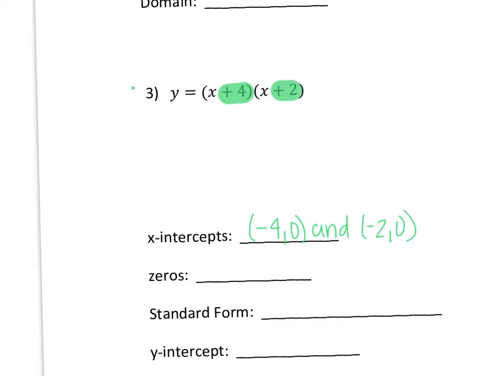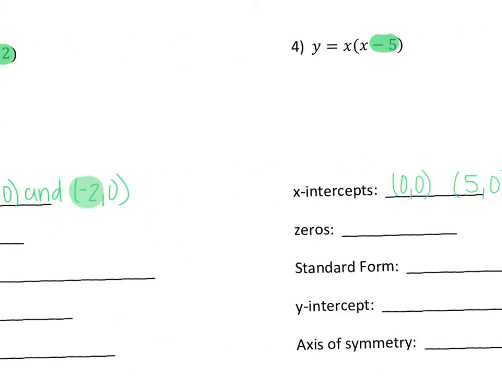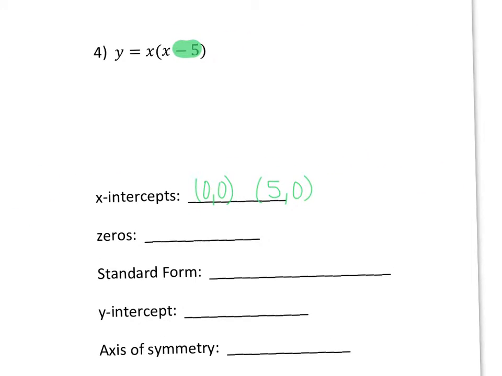Problem 3, I have x-intercepts of negative 4 and negative 2. So that means my zeros are negative 4 and negative 2. And lastly, problem 4, my x values there are 0 and 5. So my zeros would be 0 and 5.